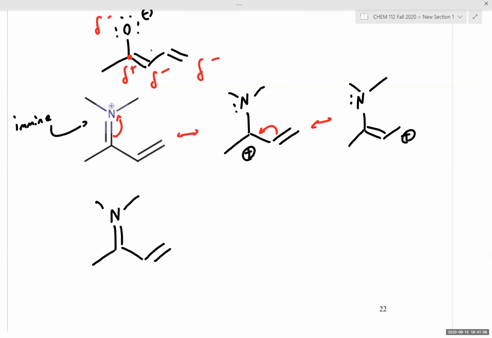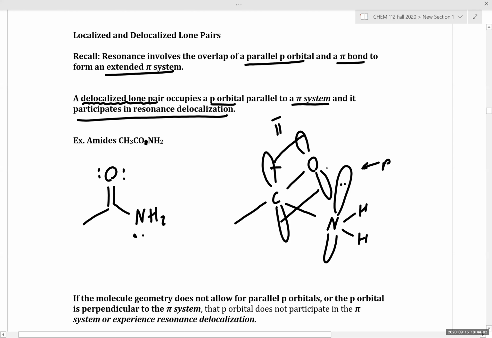Likewise, nitrogen. Its lone pair is held in a p orbital, and as a result, the lone pair can participate in resonance. So this nitrogen is sp2 hybridized, and the lone pair is delocalized as it's able to occupy a p orbital and delocalize across the pi system via resonance.